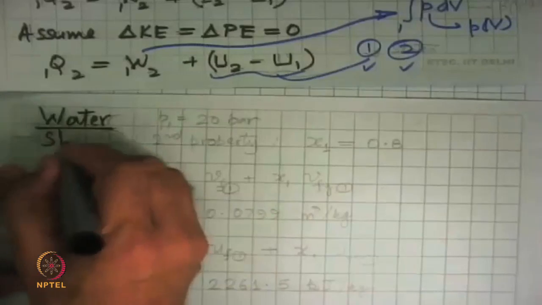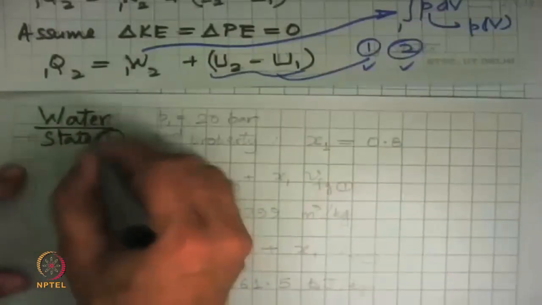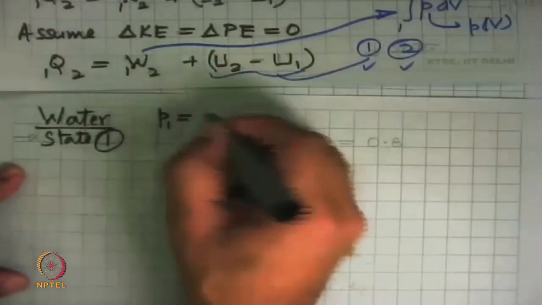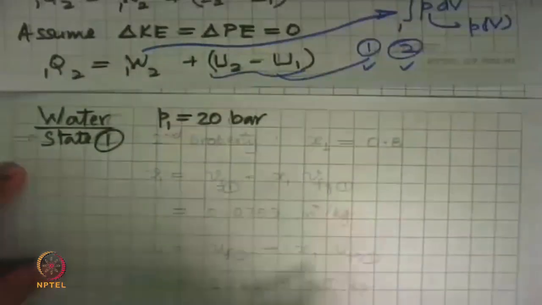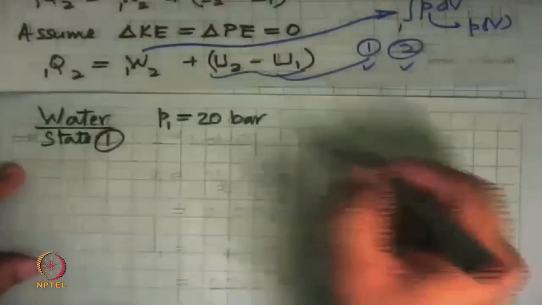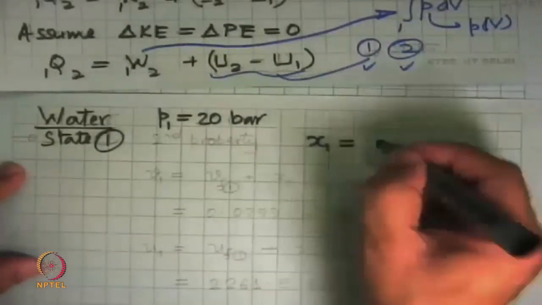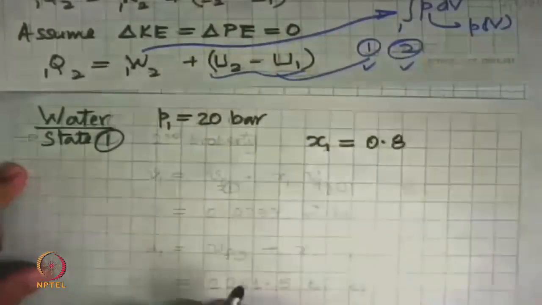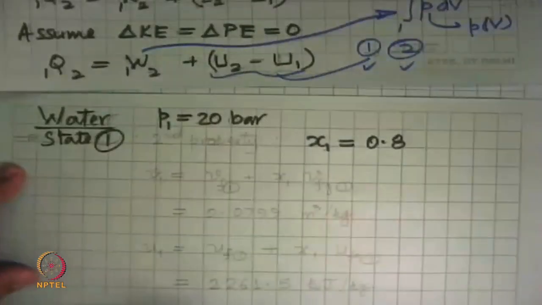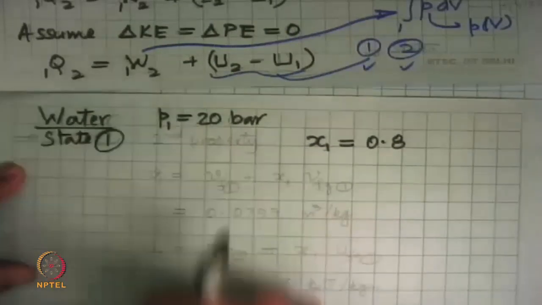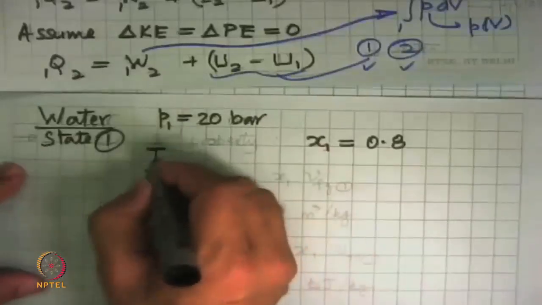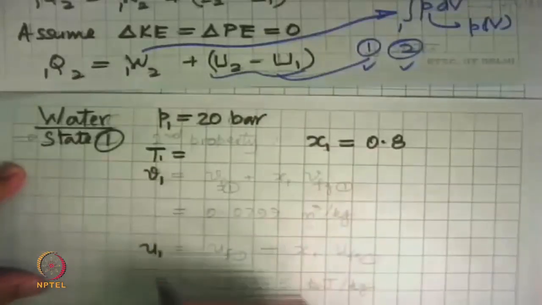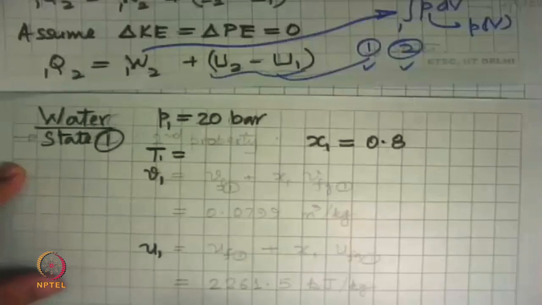And for state 1, we have been given that pressure is 20 bar, so P1 becomes 20 bar. We need a second property, and let's say that the second property given to us is that the quality of water in that is 0.8. So now we need to calculate all the other properties there. Say T1 is the first one, specific volume, and U1 and V1.